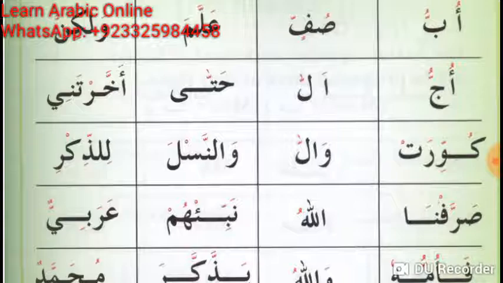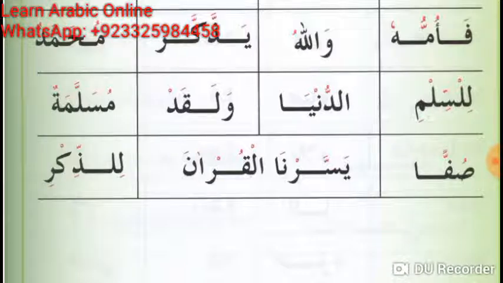Allah. Wa, alif, la. The alif of Wa is silent. Walla. Allahu. Here we will pronounce alif. We pronounce it because it's in the beginning. Allahu. Wallahu.